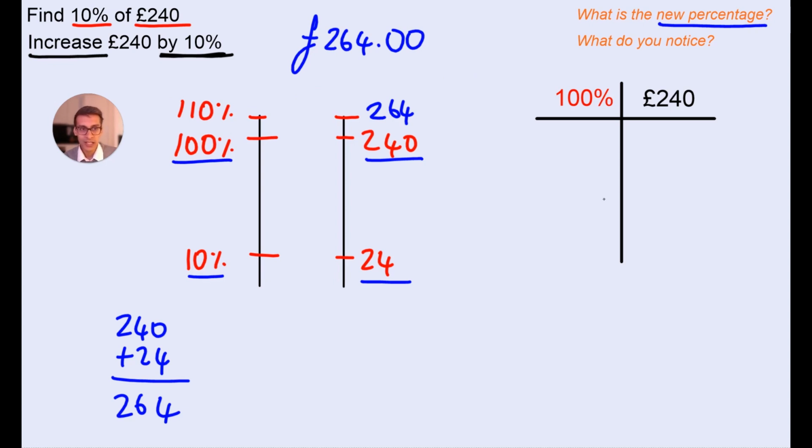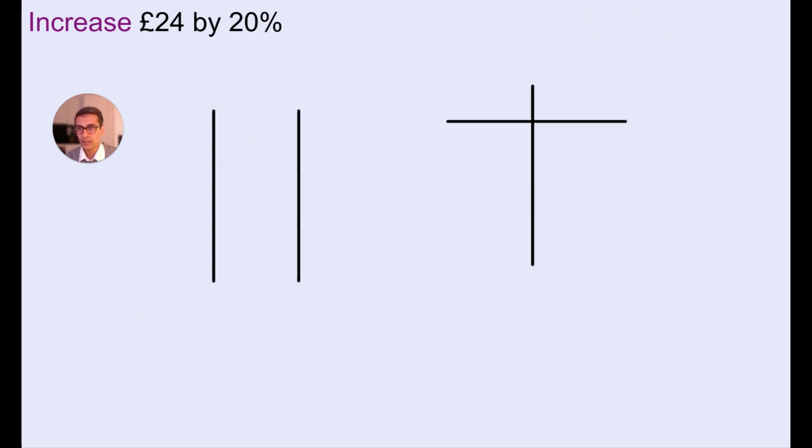Now, if you wanted to use the table for this, you would have done it in a similar way. You've got to work out 10%, which is 24, and then 110%, which is these two added together to get 264 pounds.